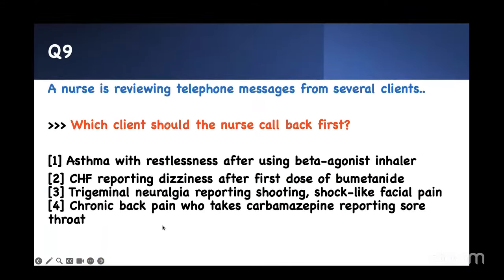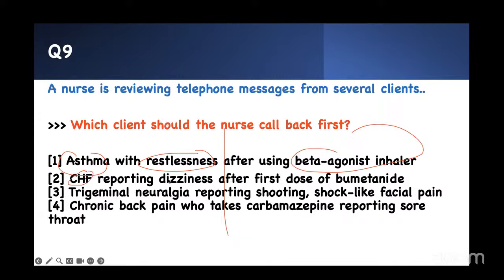Same thing, same strategy, and I'm going to use the same thing. I want you to follow me, right? And next is reviewing telephone messages from several clients. Which client should the nurse call back first? Divide it into two. My asthma patient complains of restlessness. We give him what? A beta agonist. I've already given you the content there.